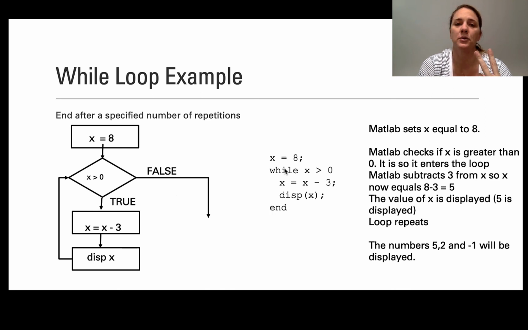I loop back to the while statement. x is still greater than 0 because 2 is greater than 0. So I am going to enter my loop. I'm going to subtract 3 from that value. So now x is -1. So I'll display -1 and then end. When I go back and check, x is no longer greater than 0, so nothing more will happen. So we will display to the command window the numbers 5, 2, and -1.